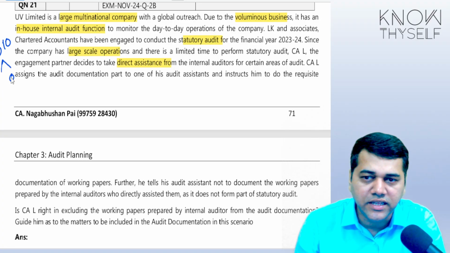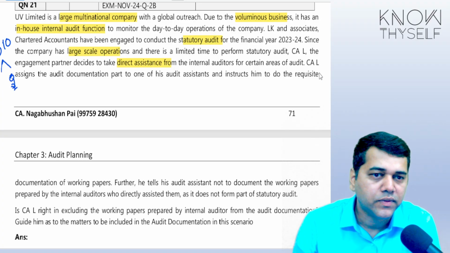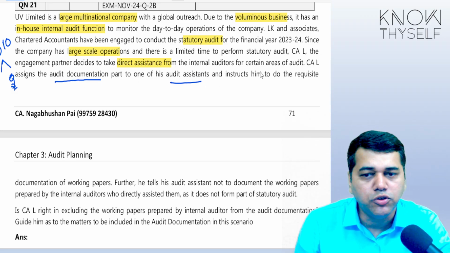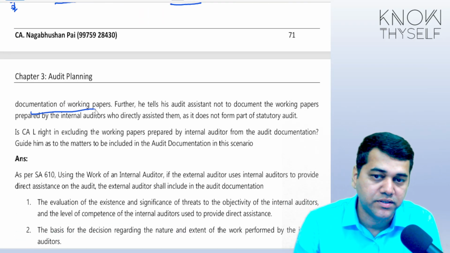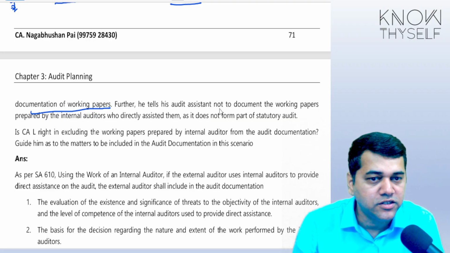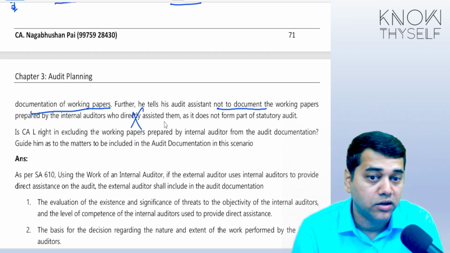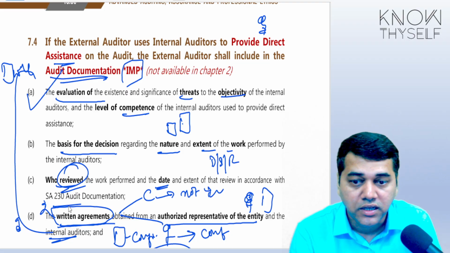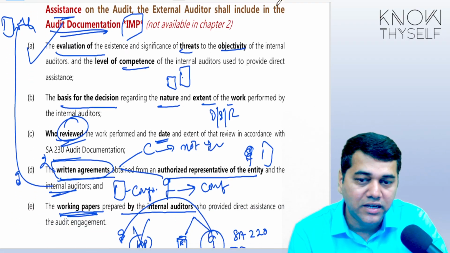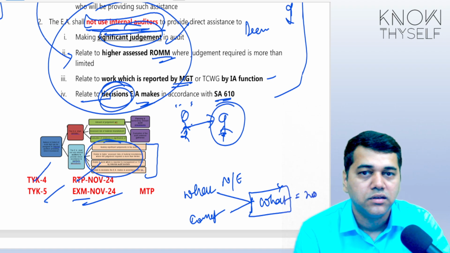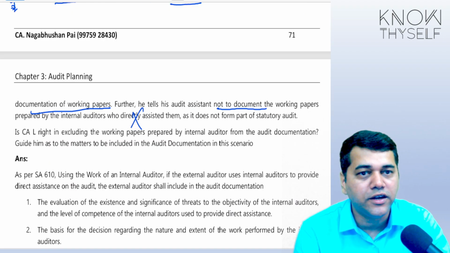In 610, they are talking about the use of the internal auditors. Now, CAL assigns the audit documentation part to one of his audit assistants and instructs him to do the required documents of the working papers. Further, he tells his audit assistants not to document the working papers prepared by the internal auditors who are direct assistants. Wrong. You remember the fifth point here. The fifth point is to include their working papers also as part of the documentation. So that means you can reduce the priority for this.